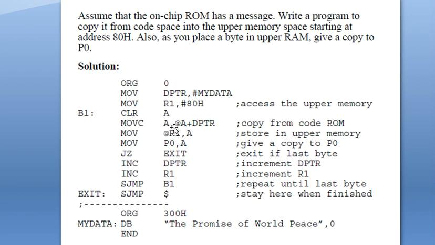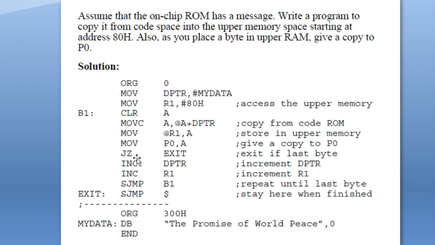MOVC A, @A+DPTR means it is going to copy the code from the ROM, right? MOVC means it copies the data from the code memory, whereas a simple MOV copies the data from the data memory. Then MOV @R1, A means at the 80h location the accumulator's content will be loaded. Then MOV P0, A means whatever data is in the accumulator will be loaded to P0.